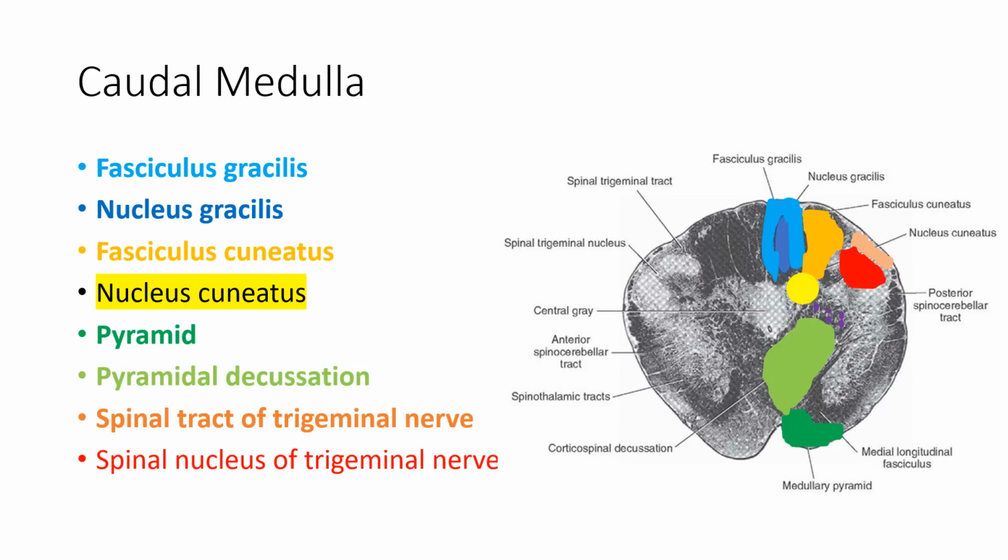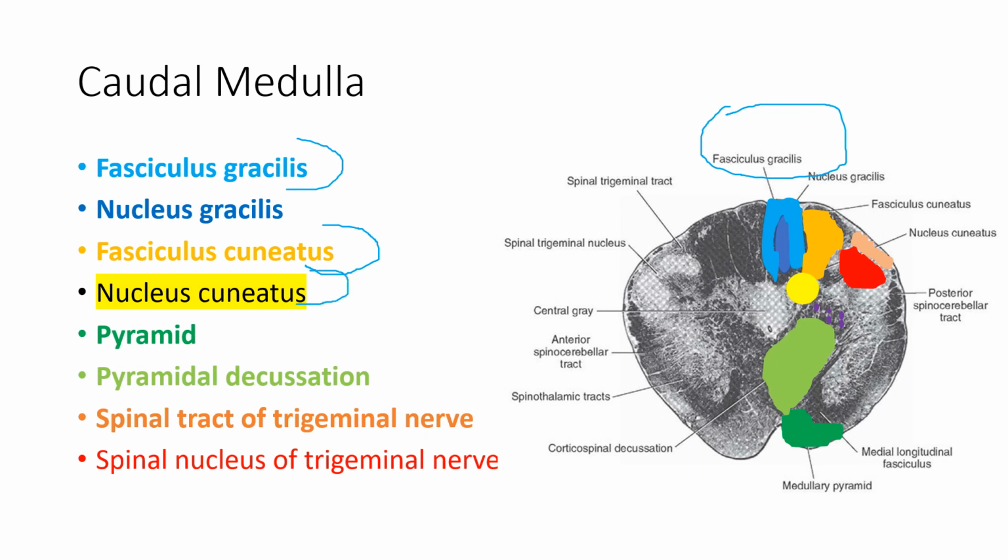Looking at a slice of the caudal medulla, we could see the fasciculus gracilis in this light blue area up top. And then you can see the darker blue in the middle of that light blue. That's the nucleus gracilis. Remember, nucleus just means this is where the cell bodies are. We could see fasciculus cuneatus, so the upper extremity aspect of the dorsal columns. This is the lower extremity aspect of the dorsal columns. And then its cell bodies here, nucleus cuneatus.